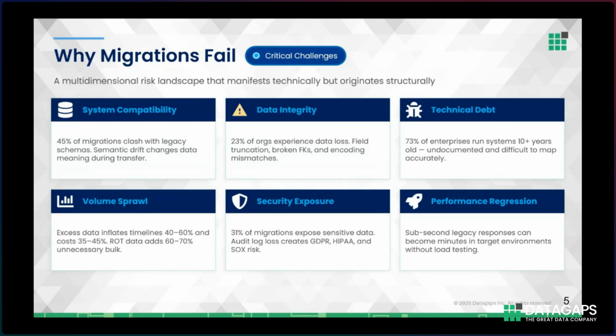The second is data integrity failures and the sprawl associated with the data volume, and they are often connected. Teams that haven't cleaned the ROT data, which is basically the redundant, obsolete, and trivial data, end up migrating far more than necessary, which increases the surface area for errors and inflates the timelines by 40 to 60%.